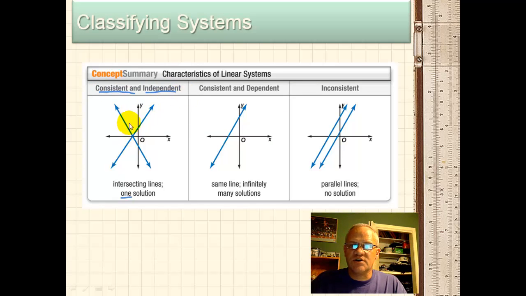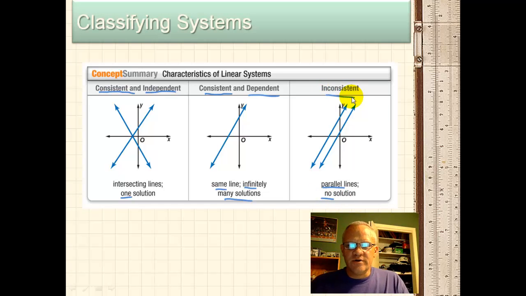Okay, that's if it's crossing like the first couple we did. This second one, this is where it's the same line, and that's where we have infinitely many solutions. That was the third one that we did. That's called consistent and dependent. And then the third type that we did there, where they were parallel lines and we said there was no solution, they call those inconsistent.